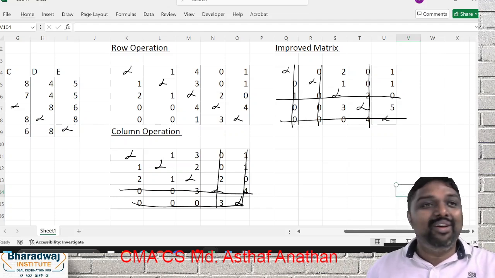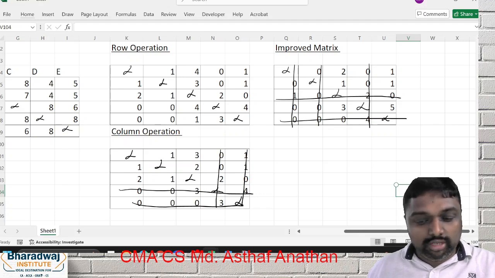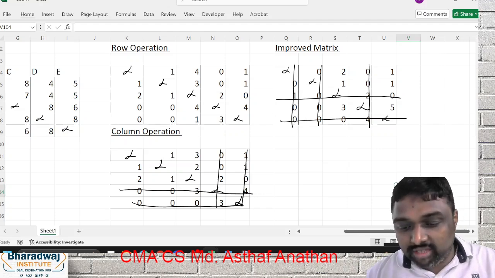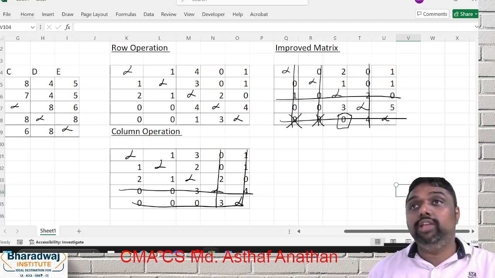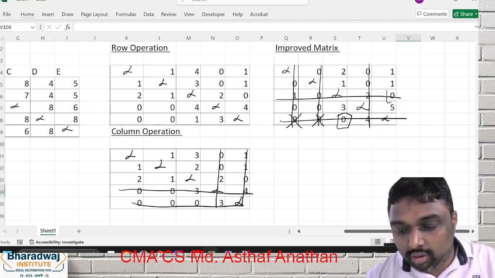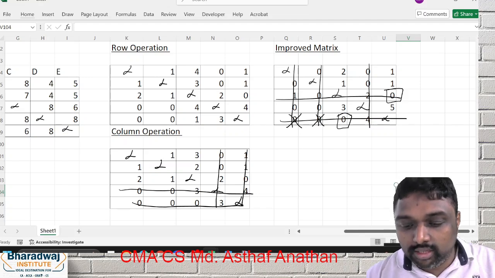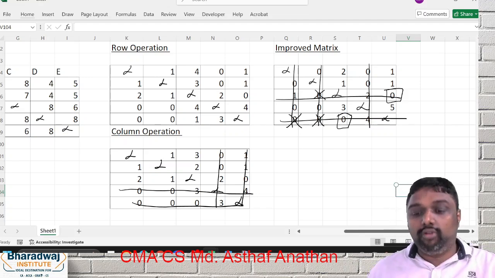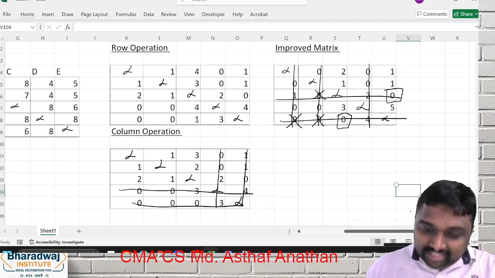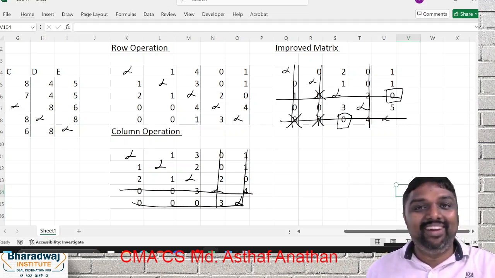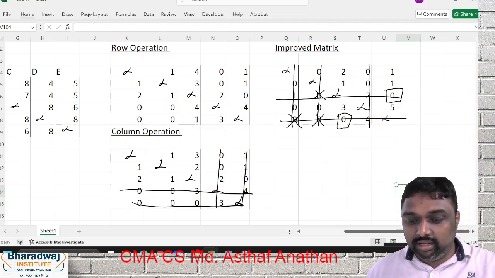Now you have to check row wise single zero. There is no single zero. Column wise we have a single zero. So we allotted to this one and this will be dead. Now again, row wise, no single zero. So you have to go column wise. Fifth column, this will be dead. Now if you go for it, do you have any row wise single zero? Still there is no row wise single zero. Again you have to go column wise, single zero.